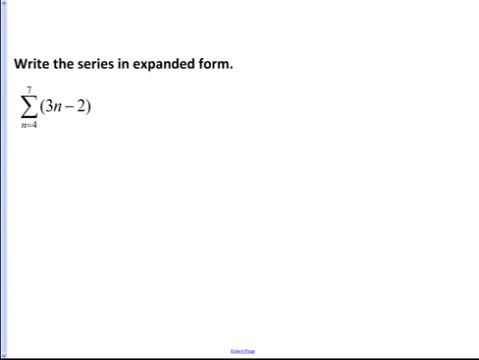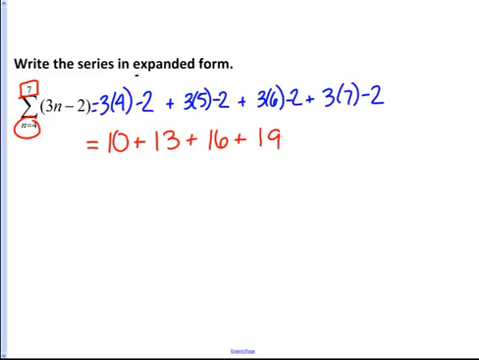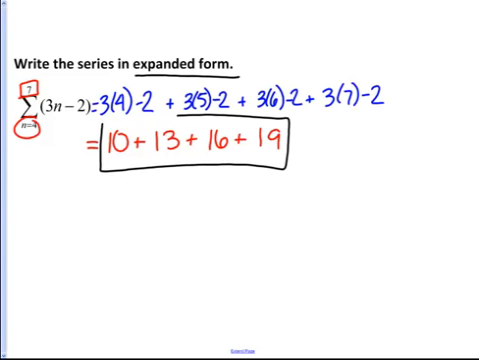All right, so this is just asking us for expanded form. We're going to start with 4 and end with 7 and put each of those numbers individually. So we have 3 times 4 minus 2, plus 3 times 5 minus 2, plus 3 times 6 minus 2, plus 3 times 7 minus 2. That's not expanded form yet because we haven't simplified those. We just put the numbers in the right places. 3 times 4 minus 2 is 10. Then we get 13, 16, and 19. So that's expanded form.